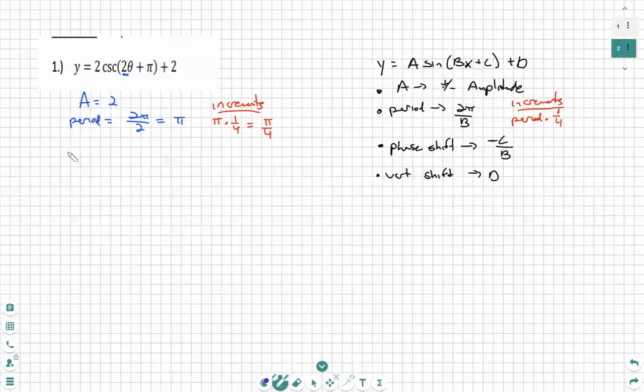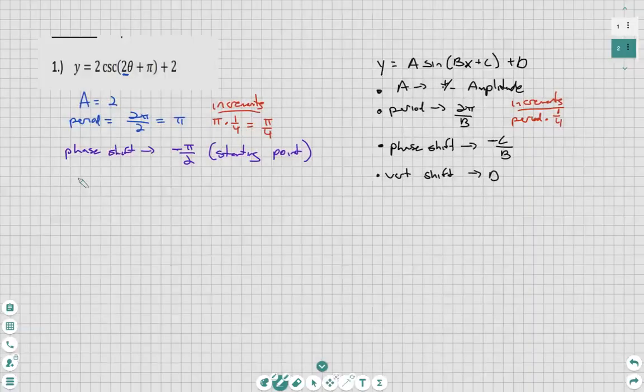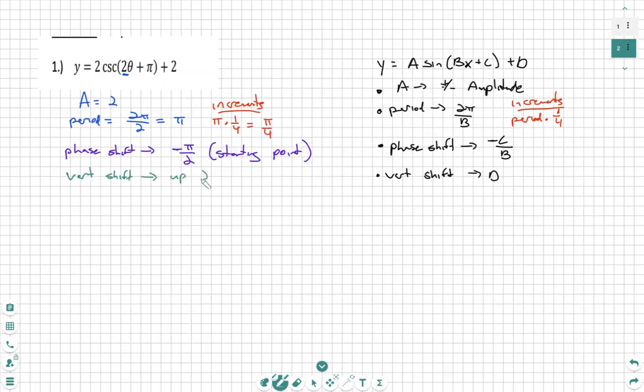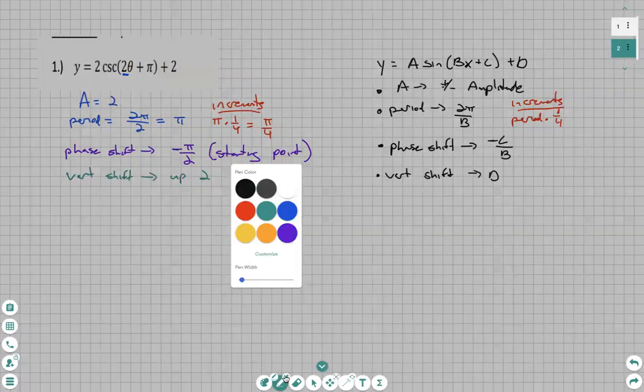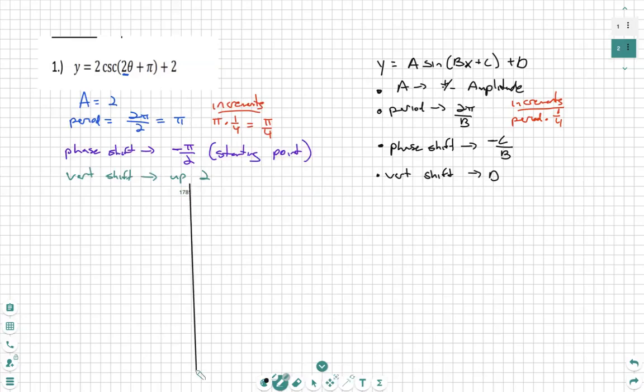Next, we see our phase shift, and it is negative pi over 2. This is also our starting point, our starting x-axis point. Next, we have a vertical shift, and we're going to go up 2. Cool. Now that we've done all of that, we can start to graph.